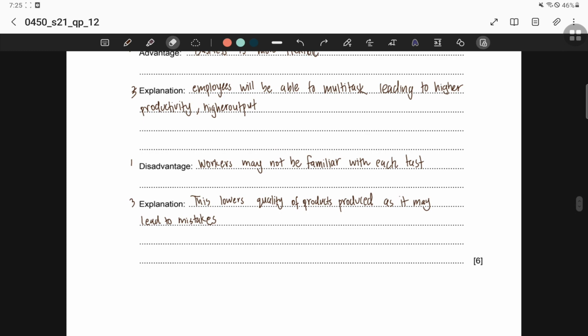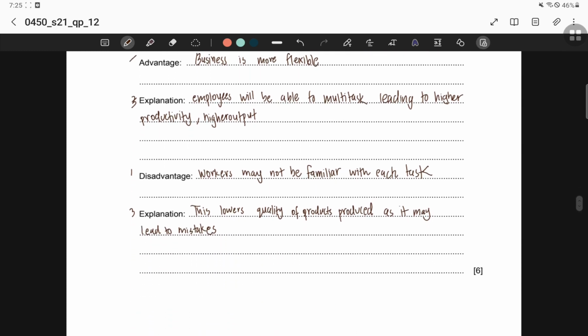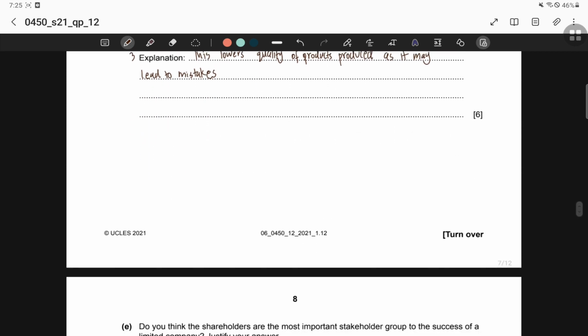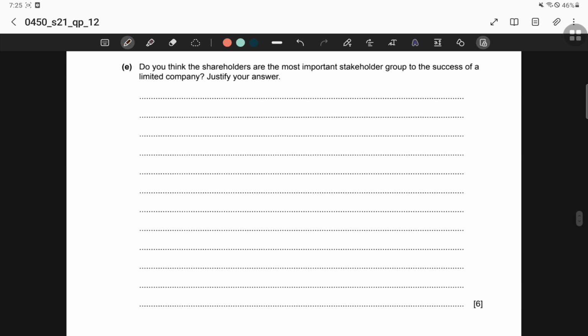So a disadvantage will be workers may not be familiar with each task. Alright, this will lower the quality of products produced as it may lead to mistakes. This doesn't happen that much, but it will happen once you introduce job rotation, because your employees need time to be familiar with their new tasks apart from the one they're used to doing. So yeah, our last part is E.